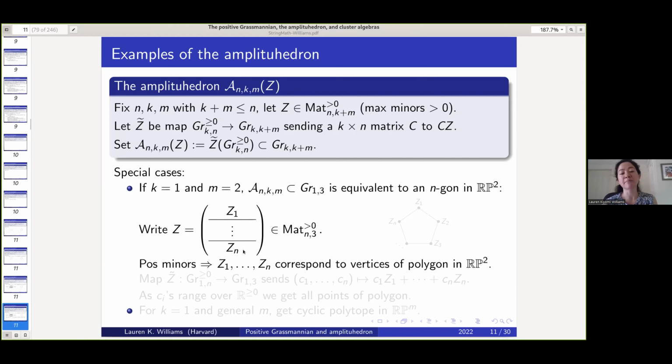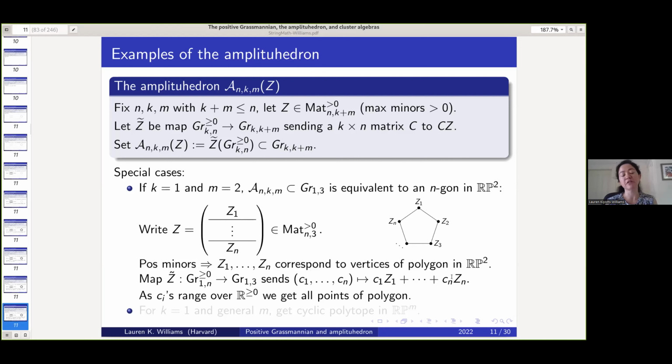And the fact that our maximal minors of this matrix are positive implies that these points Z1 through Zn correspond to vertices of a polygon in RP2. And then the map Z tilde is a map from positive G1n to G13, and it just sends our matrix, which in this case is a vector C1 through Cn, to this linear combination of Zi's. And as the Ci's range over non-negative reals, we get all points of this polygon.